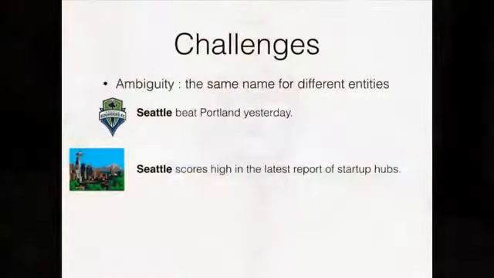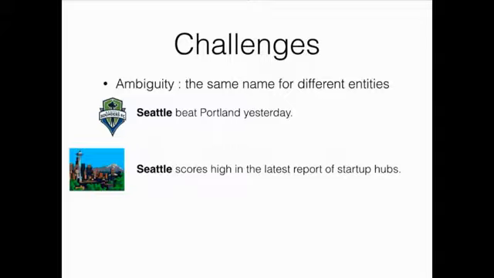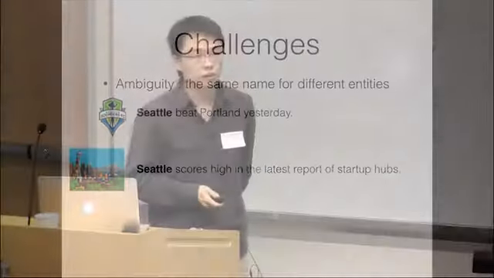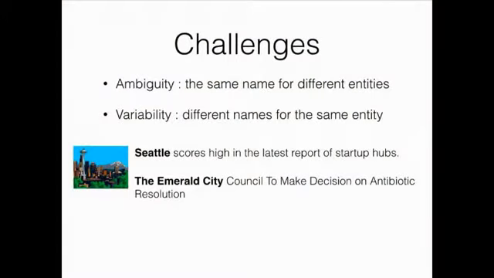There are a couple of major challenges for this problem. One is ambiguity, where people tend to use the same entity mention to refer to different entities. For example, we have Seattle in both sentences, but the first one refers to the soccer team, Seattle Sounders, while the second one refers to the city. The other big challenge is variability, also known as synonymy, where people tend to use different names for the same entity, like the nickname of Seattle and also acronyms like MSR for Microsoft Research.